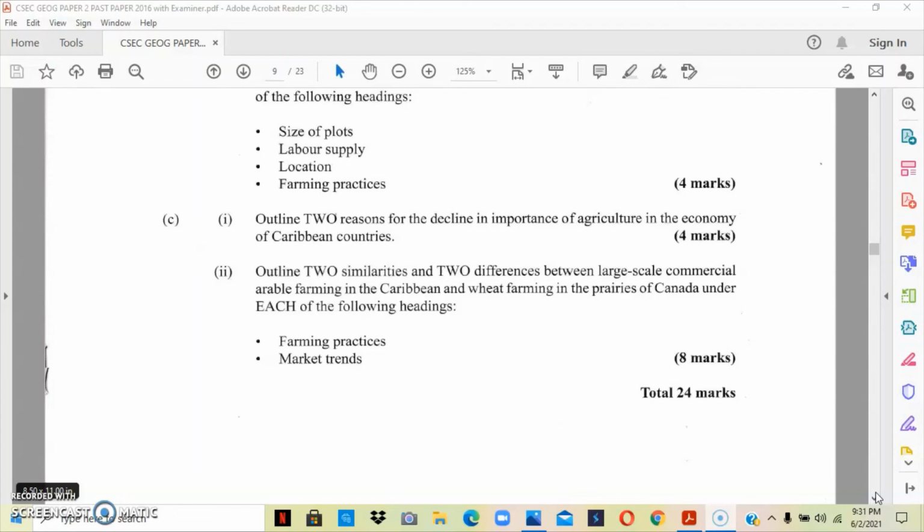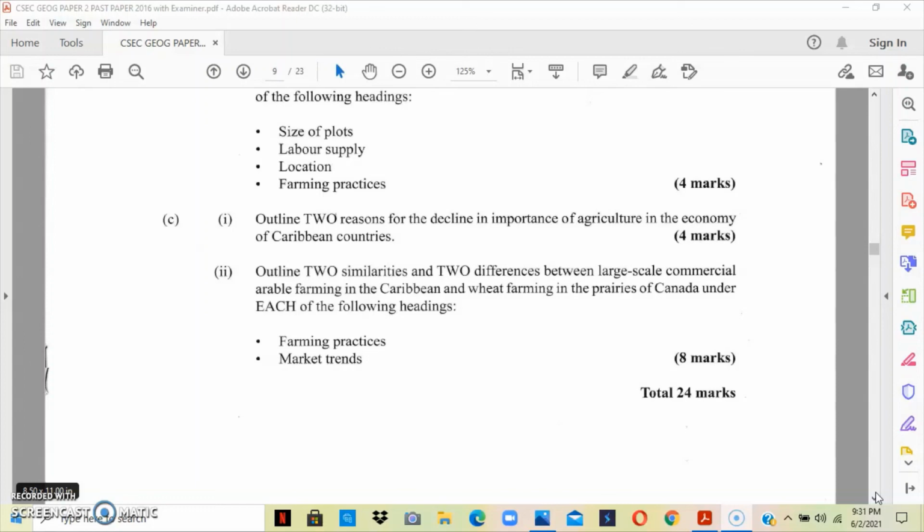Now, another similarity is that it's done on relatively flat or undulating land. So the land is an area of extensive flat land. And another thing is that they use chemicals such as pesticides and herbicides to keep the worms and the pests from destroying their crops. Now, those are farming practices. As it relates to the marketing trend, their crops are exported. So both Canada and the Caribbean export their crops, right?